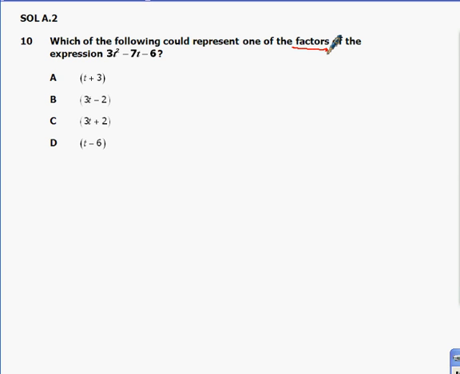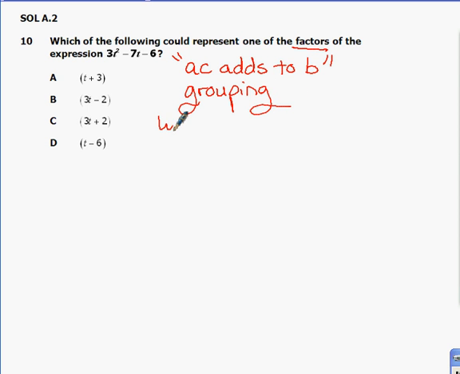So, the way we can factor this polynomial, I commonly use this term AC adds to B, which is a method also known as grouping. And the reason for this method to be preferred is it works when A equals 1 and when A is not equal to 1. Okay, so here's how we do this.